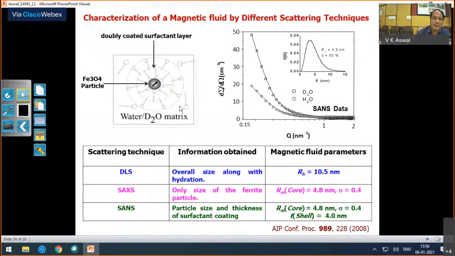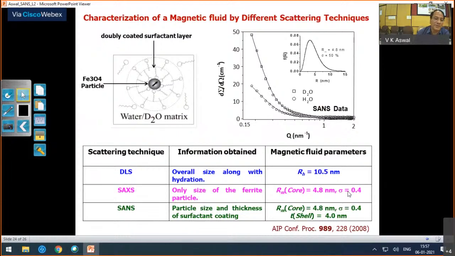And now this system, if you study by dynamic light scattering, where what you are looking at is the diffusion of these particles, and from there you get the diffusion coefficient, and then using Stokes-Einstein relations, you can get the hydrodynamic size of the particle. And if you measure that, it comes out to be 10.5 nanometer. The same system, when you study by small angle X-ray scattering, you get just one size actually, 4.8 nanometer.